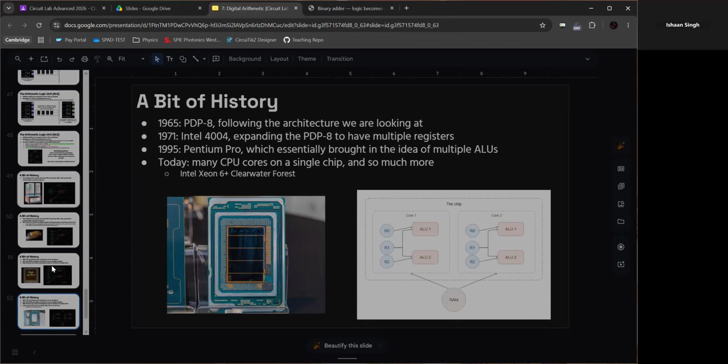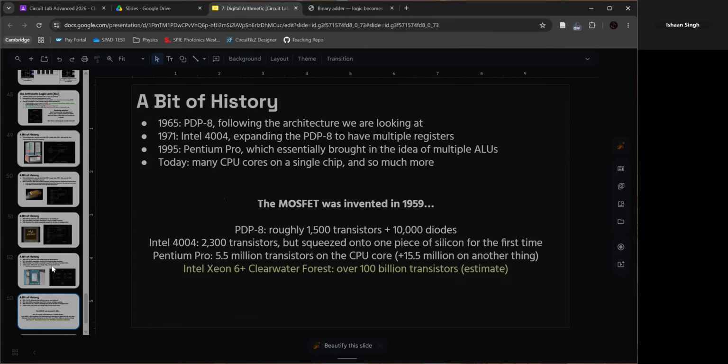But I say this because fundamentally, it's still a CPU. If you squint your eyes, it still looks the same as the CPU that we're talking about now. So what we're doing is really quite similar to how actual computers work, and I think that's neat for you guys to think about. And this is just context.